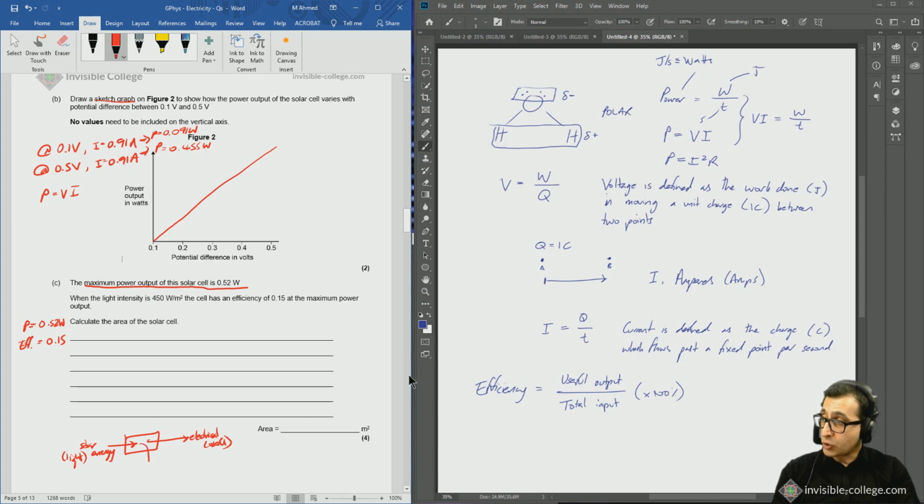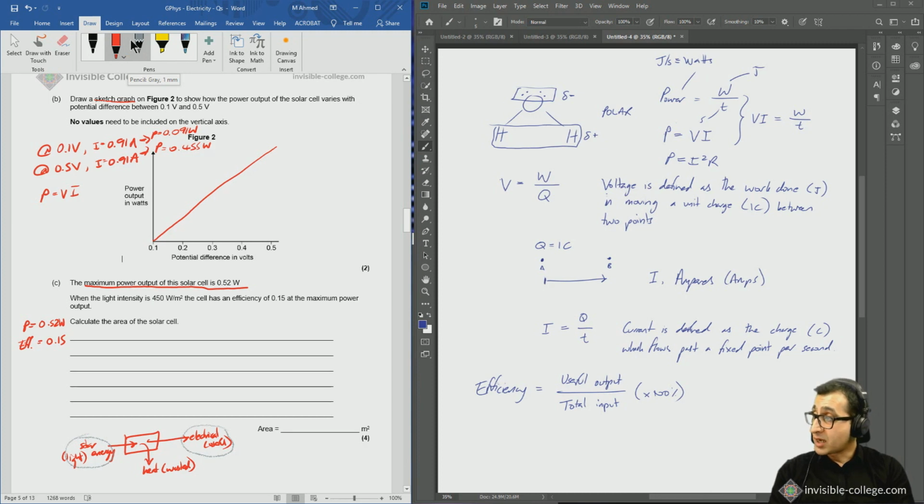There's going to be non-useful outputs. So heat, for example, is wasted energy. But energy is conserved. The total amount going in must be equal to the total amount coming out. But in this case, to calculate efficiency, we're dividing the useful energy output by the total energy input. So when we divide the useful output by the total input, we get 0.15. That's what efficiency means.